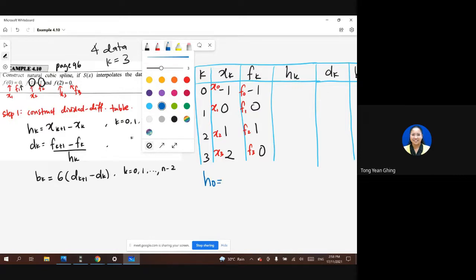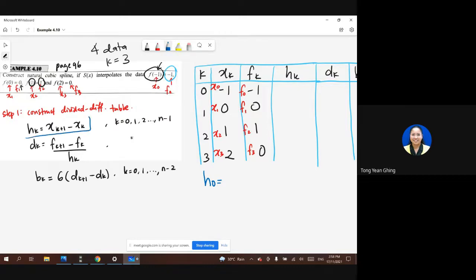I start with H naught. If you want to look at this equation, okay, it means X1 minus X naught. Right? So X1 is this one. 0 minus negative 1. So it becomes 1. So I put here 1. So this is H naught. Okay, and then this one is H1.